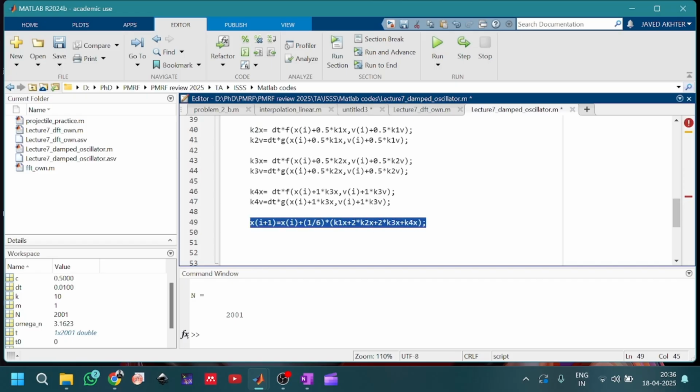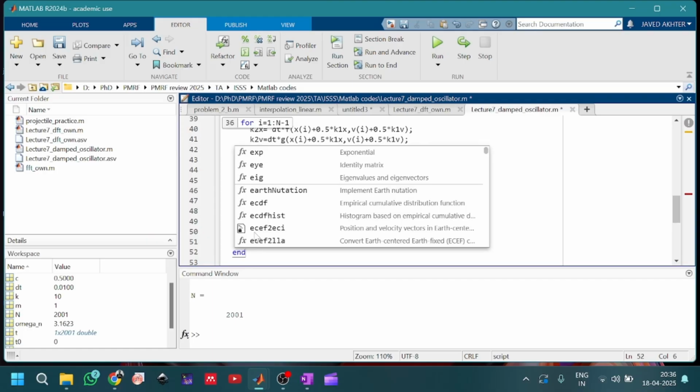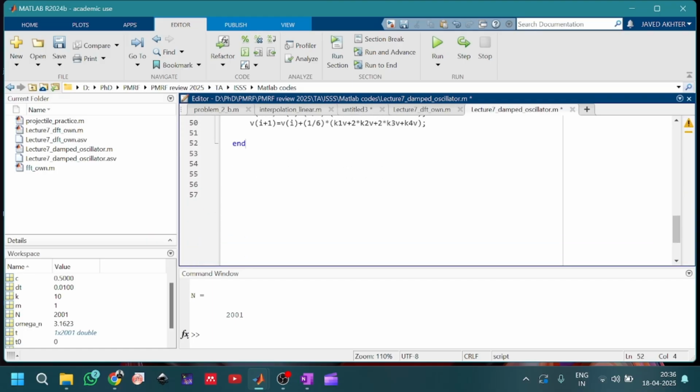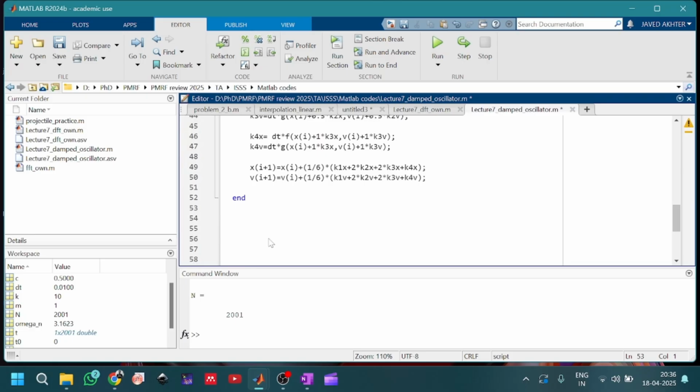Similarly, we will have the update rule for v also. So here you will have v, this will be v, here we will have v, this will be v. Okay, so in this way you are updating your x and v values after each time step. So basically you have gotten your position and velocity.